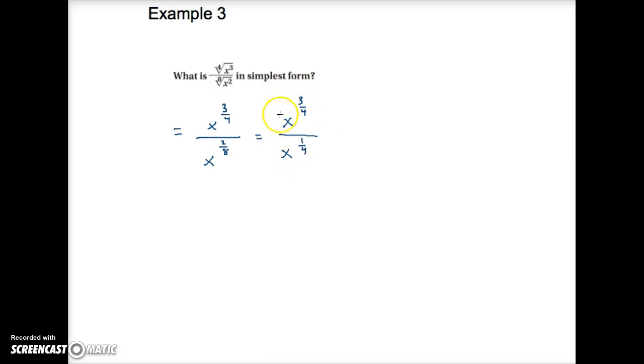And now I can divide these using my exponent properties, which says that if I divide two numbers that have the same base, I'm going to subtract their exponents. So this becomes x to the 3/4 minus 1/4, which is x to the 1/2. And we know that x to the 1/2 is equivalent to the square root of x. So this expression is equivalent to the square root of x, which is a lot more simplified to look at.